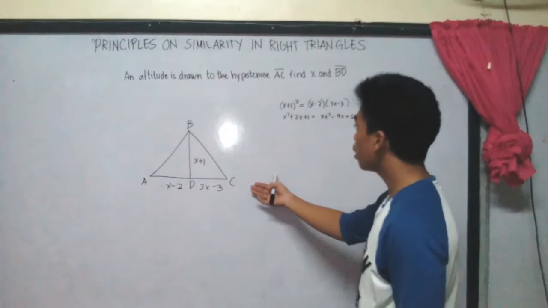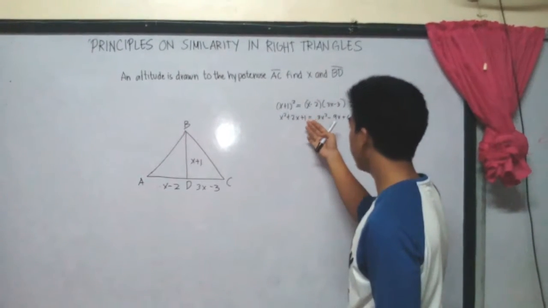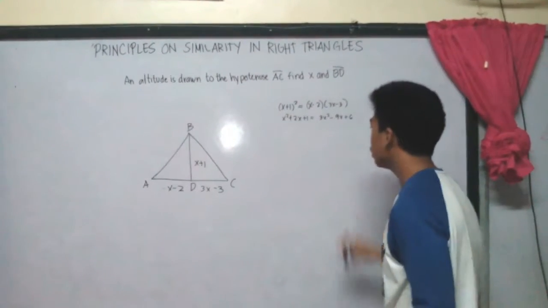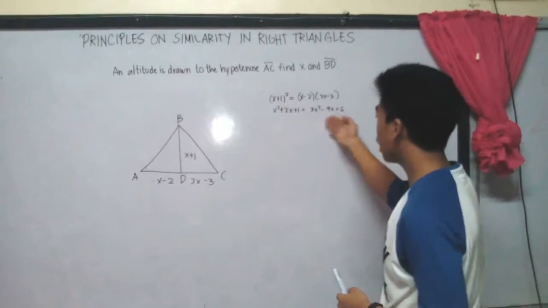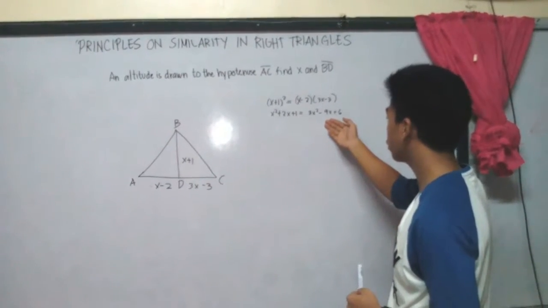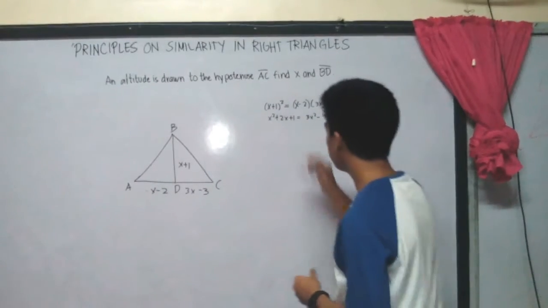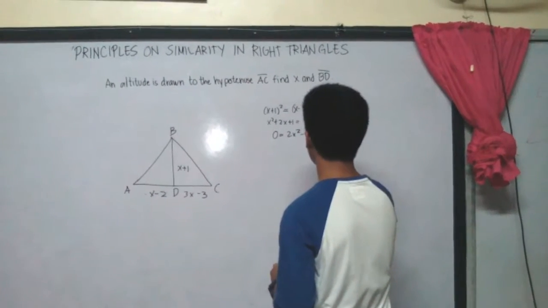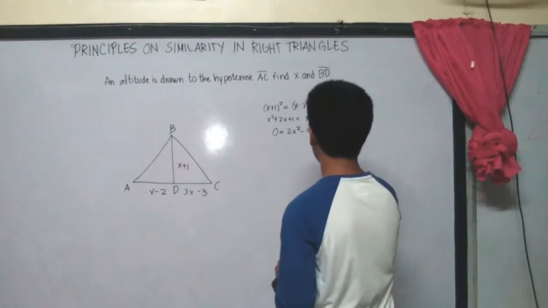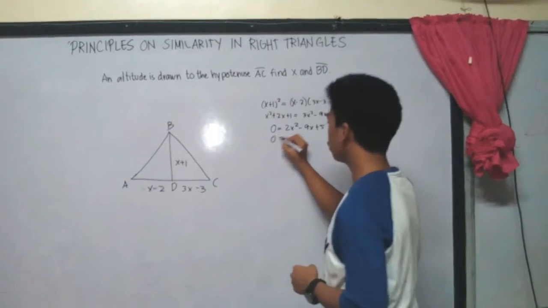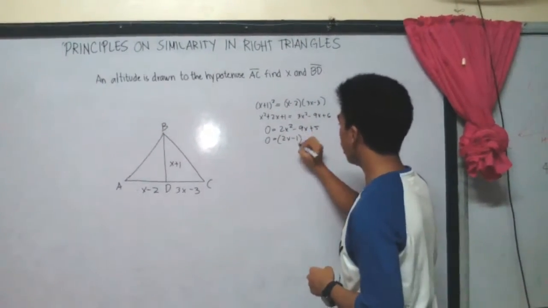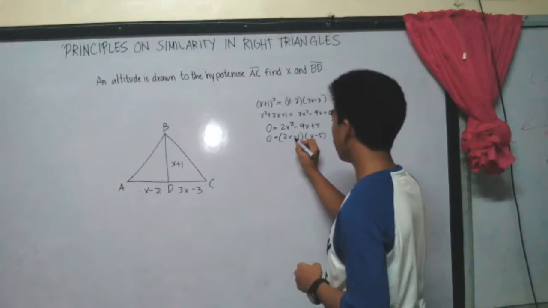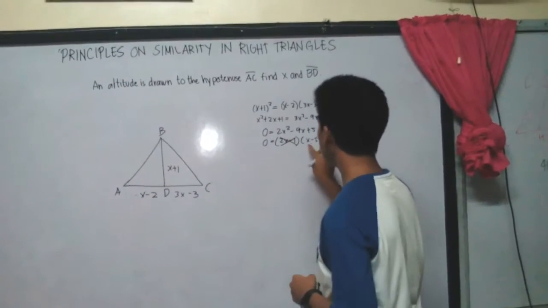So in this problem, the equation will be x plus 1 squared equals x minus 2 multiplied by 3x minus 3. Simplifying the equation will be x squared plus 2x plus 1 equals 3x squared minus 9x plus 6. By transposition, the resulting equation will be 2x squared minus 9x plus 5. By factoring, the factors will be 2x minus 1 and x minus 5. Since one factor gives an extraneous solution, we will use x minus 5.